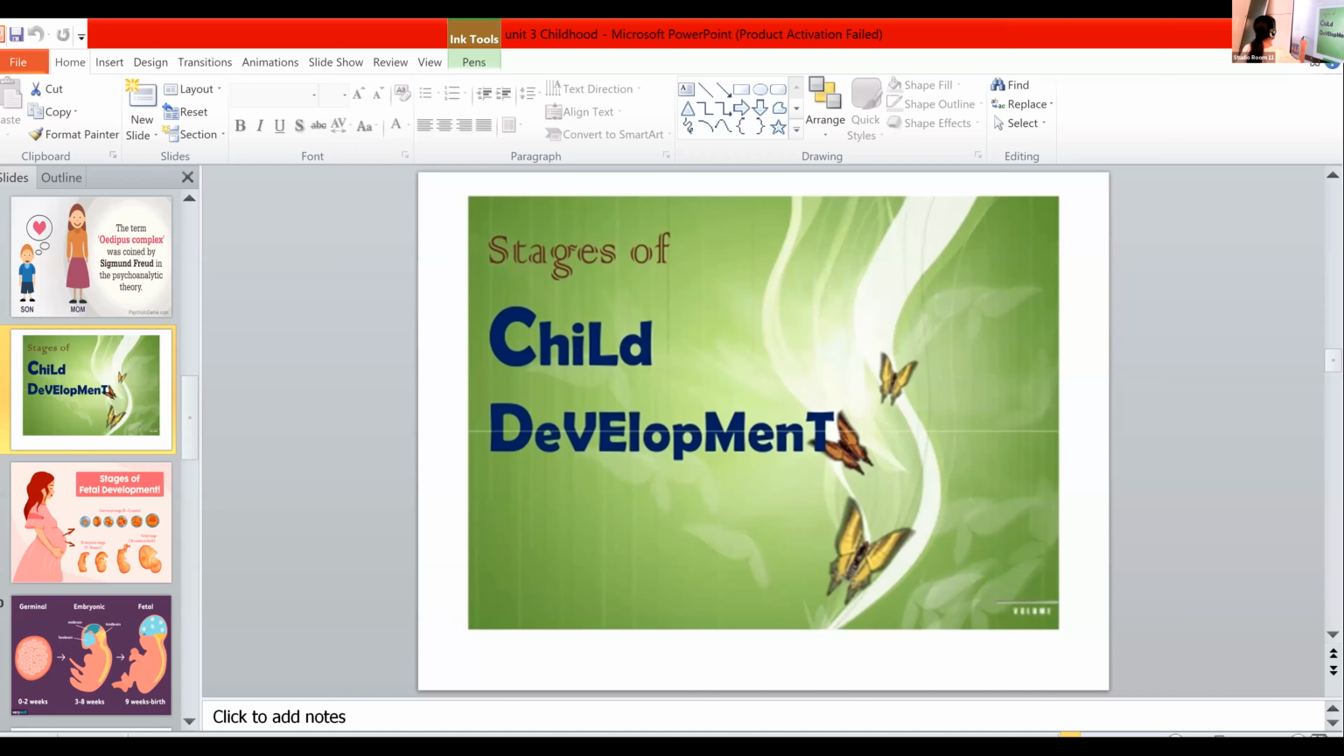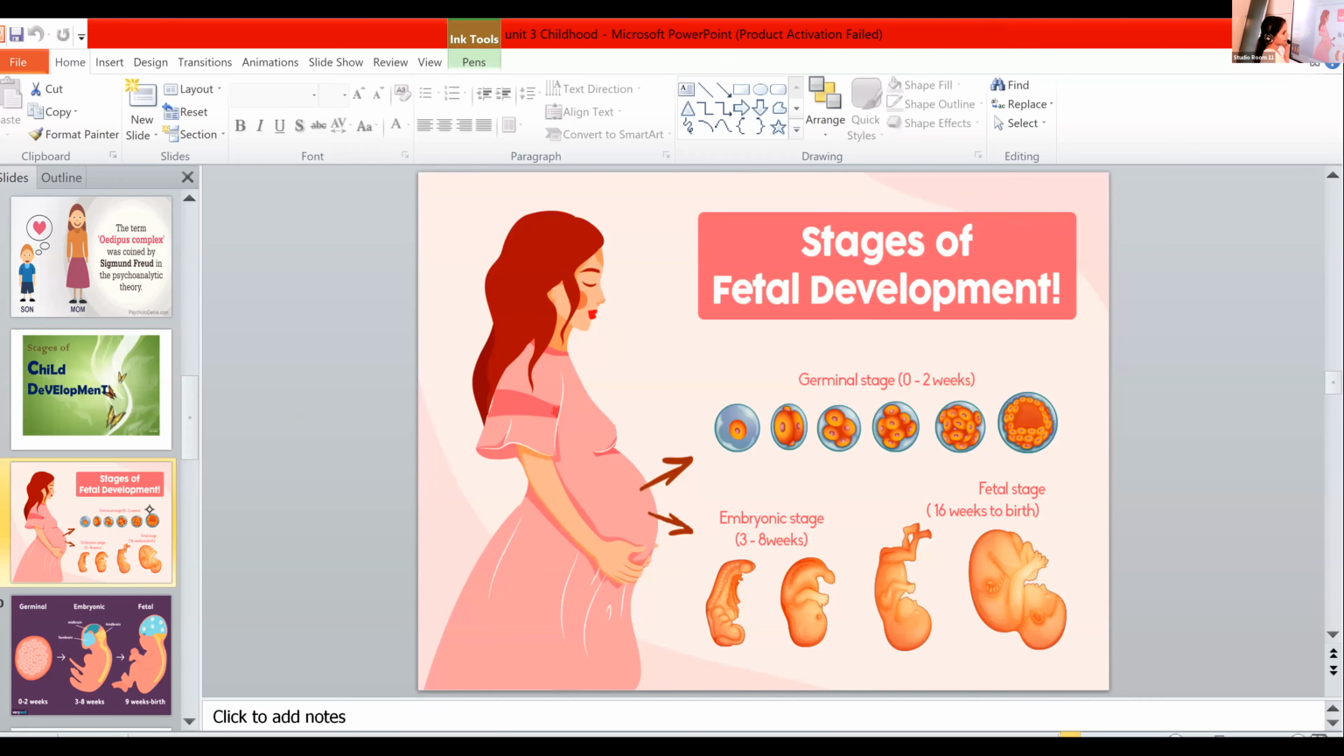So let's move on to the first one that is very important, prenatal. Is the screen visible right now? Okay. So let's move on to the stages. The first one is the prenatal period. How is this picture, Reina? What does this mean? The fetal development, very good.